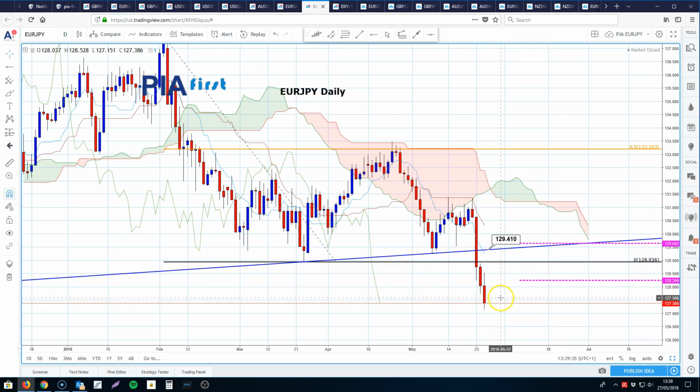So 128.25 is our first resistance level, and then if we break there, and I don't think we do, then obviously the prime short area is here, which is 129.40, and we've got bespoke resistance at 129.60, and that would be a retest of the channel breakout or the trend of higher lows.